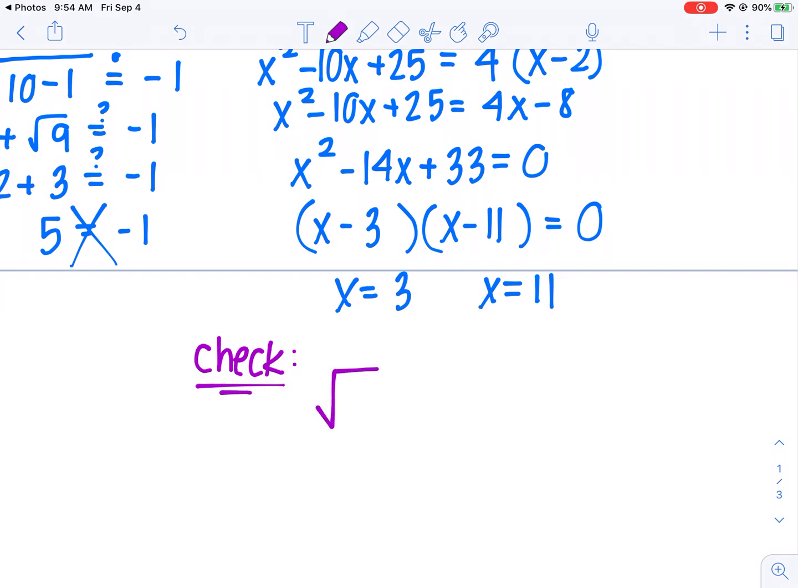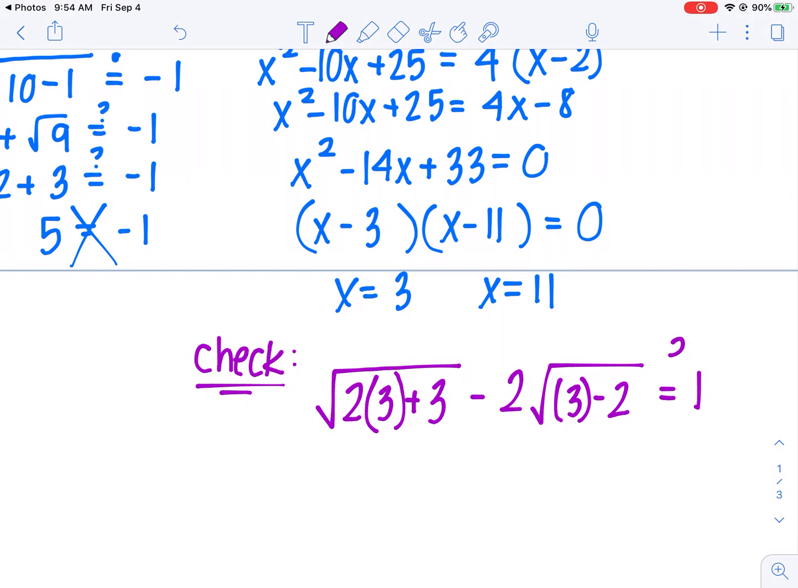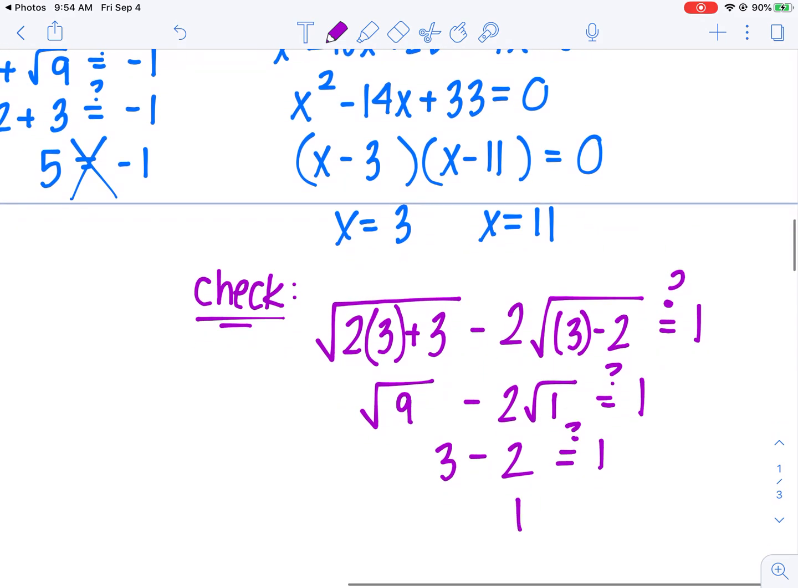So the original problem was root 2 times x plus 3 minus 2 square root x minus 2 equals 1. I need to see if this is true for x equals 3. When you do so, that's 6 plus 3, that's 9. This would be 1. I have that question mark. 3 minus 2, does it equal 1? Please get all the way down to here. 1 equals 1. So I know x equals 3 is for sure a solution.